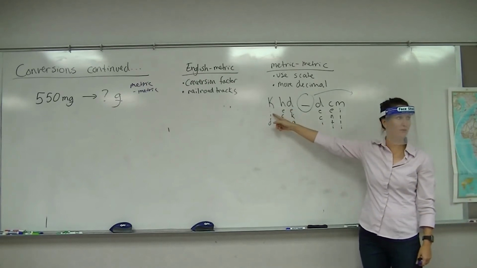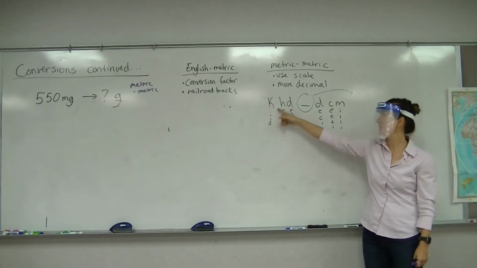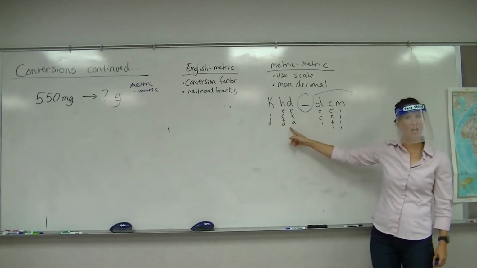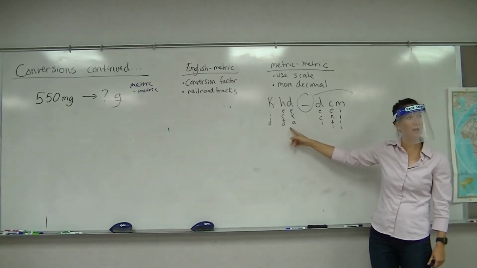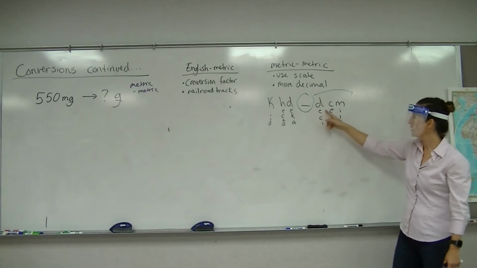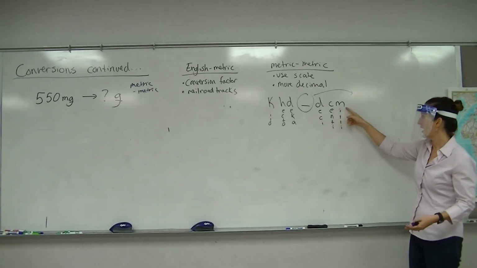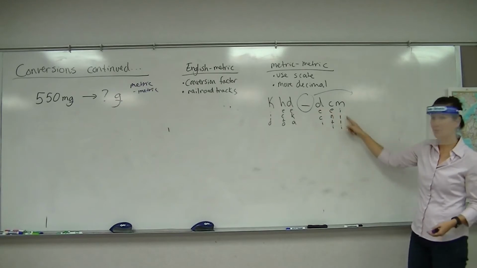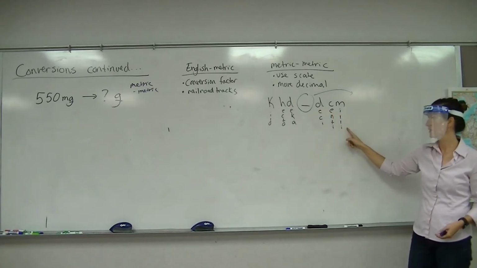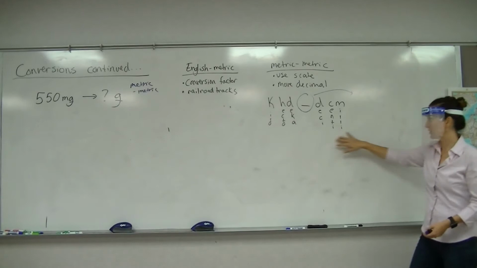Kilo, so you might have heard of kilometer or kilogram. Hecto is a very uncommon one, so you probably haven't heard of it. Same with deca. But then we have deci, centi, like centimeter, and then milli, and that's what we're looking at now, the milli, right? Milligram. Okay, so we're going to use this scale to help us.